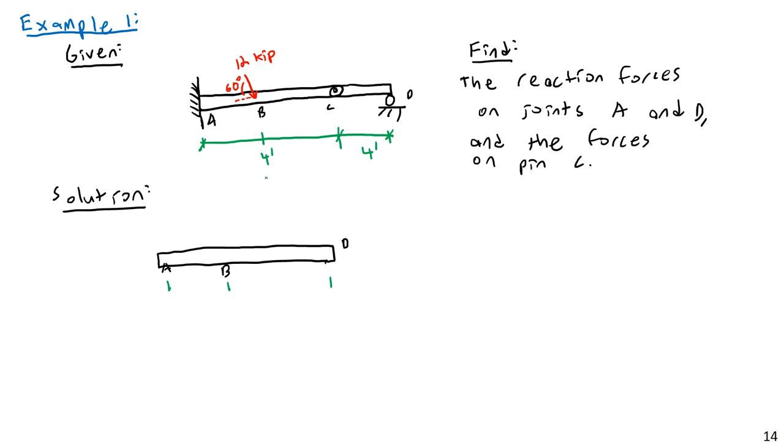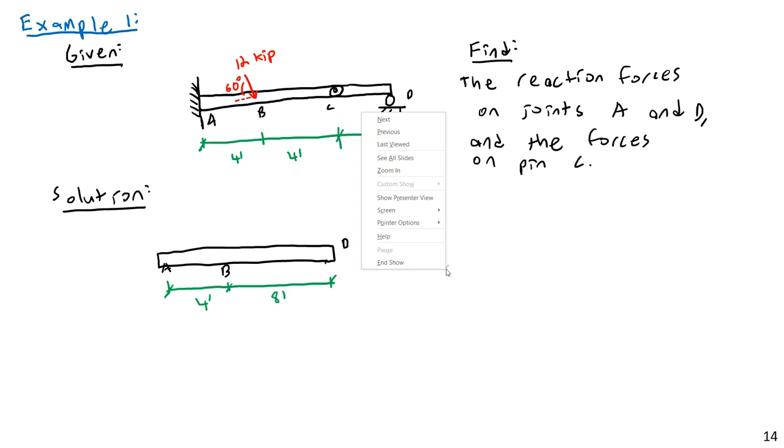Then I would have dimensions. This is 4 feet and 4 feet. And let's say the relevant dimensions would be 4 feet and 8 feet. Now, what kind of reactions would be applied to this beam? Well, I would have an AX. I would have to have an AX. I would have an AY.